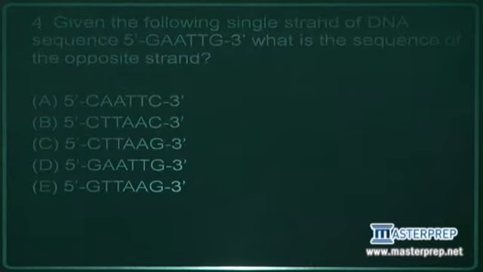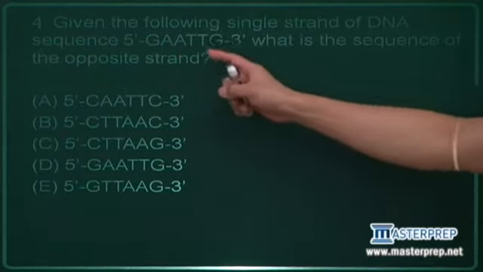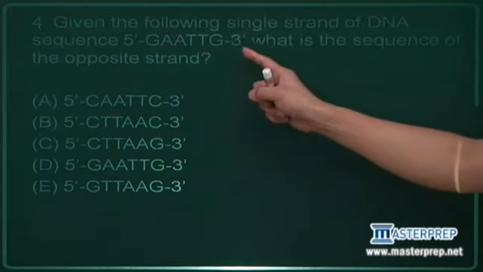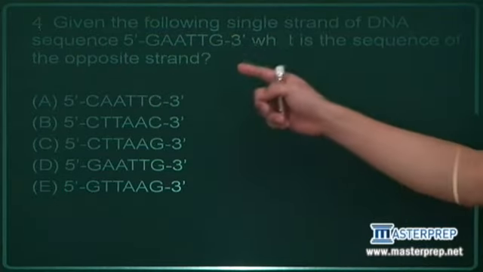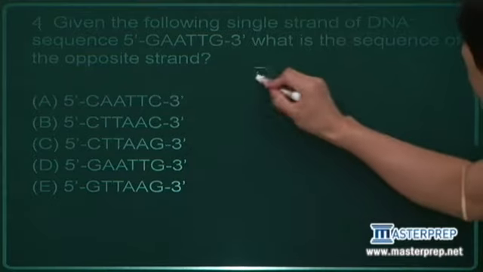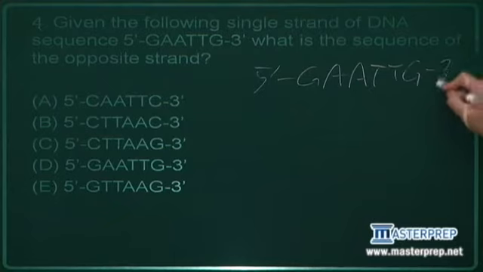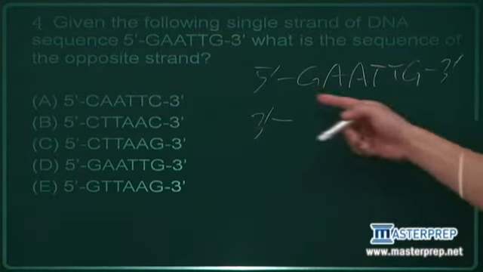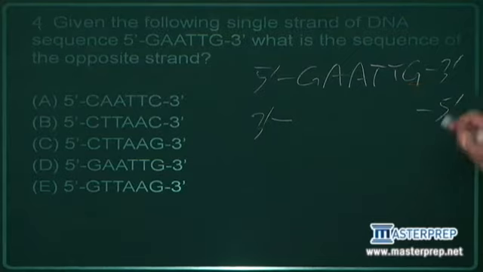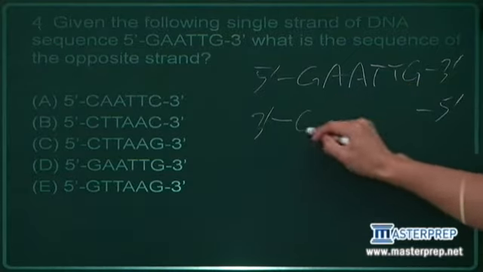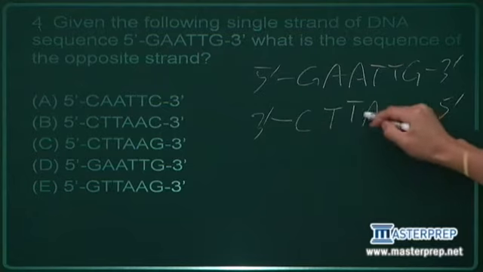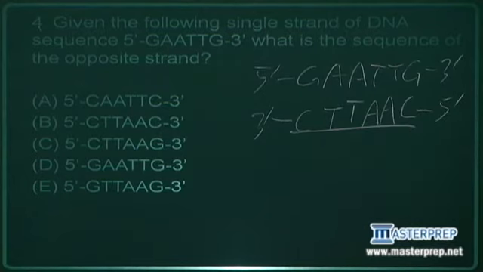Okay, number 4, given the following single strand of DNA sequence GAA-TTC, from the 5' to the 3' end, what is the sequence of the opposite strand? Okay, so 5' GAA-TTC, just write it down. You always have to have anti-parallel double-stranded DNA, right? So for this one, it's got to be CTTAAG. You cannot use a uracil because it is a DNA sequence.